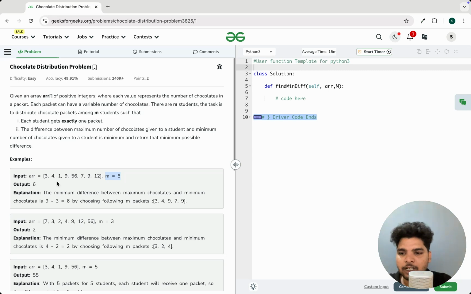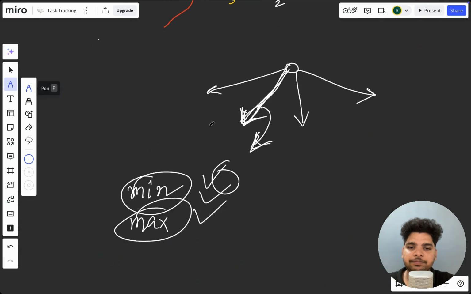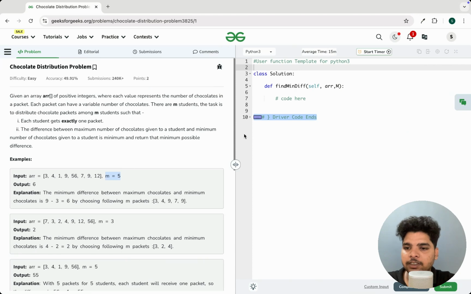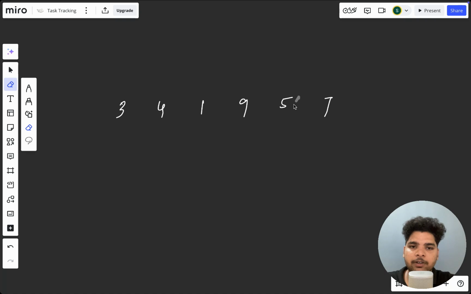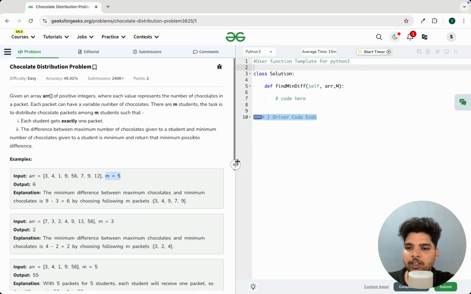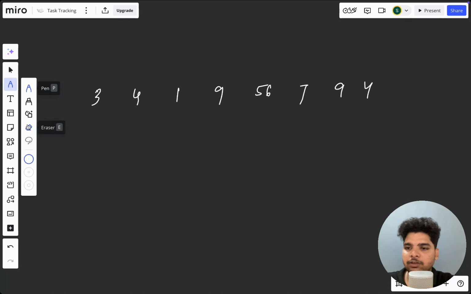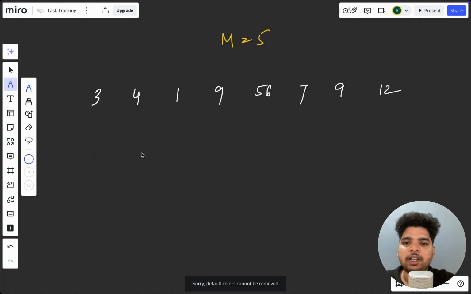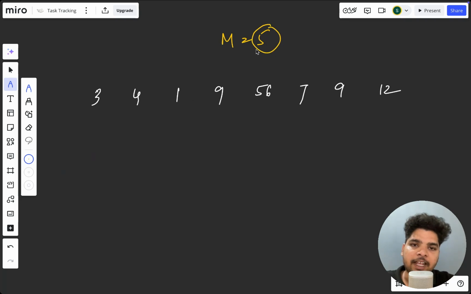What I mean by that, let's take this example: 3, 4, 1, 9, 56, 7, 12. Now let's say I have a total of 5 students, so m equals 5. Now I have to distribute the chocolate packets among the 5 students.